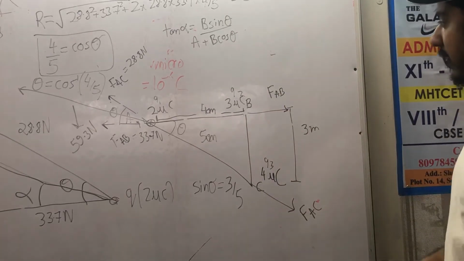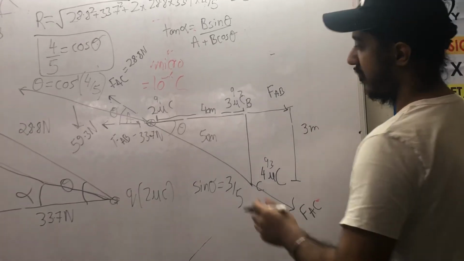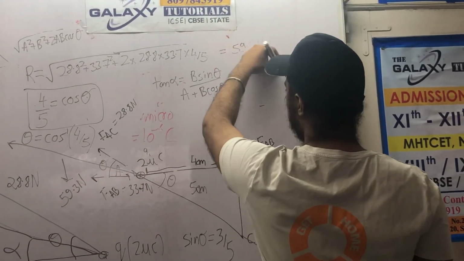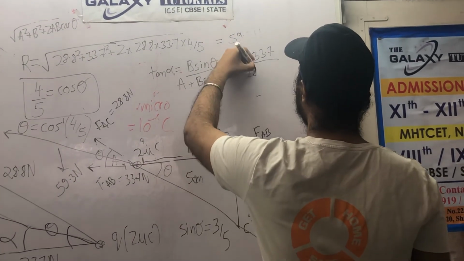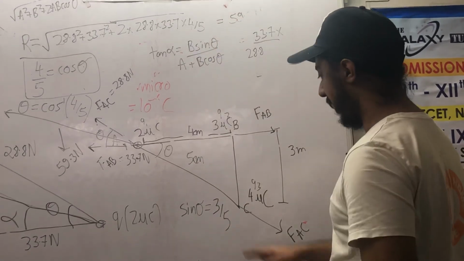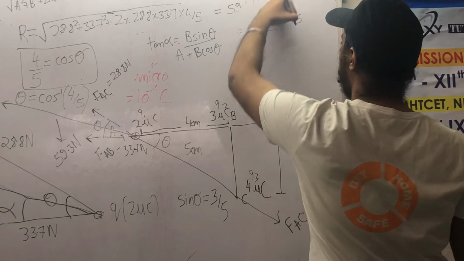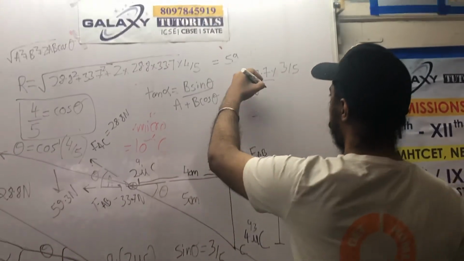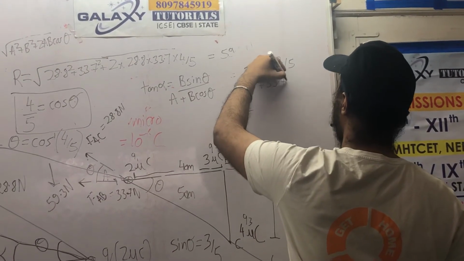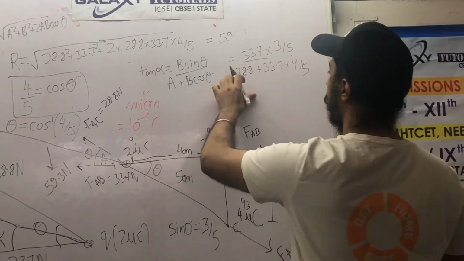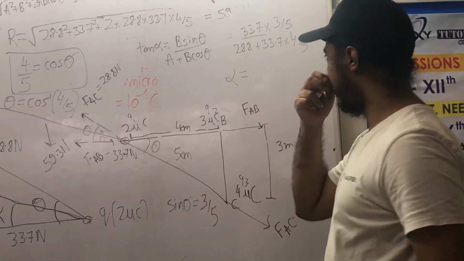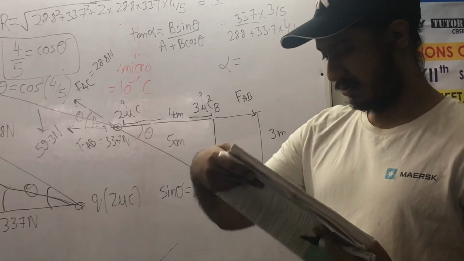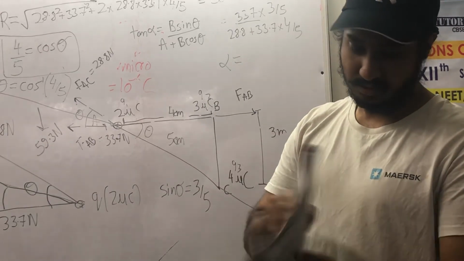Upon substitution of values, what was the value of B? 33.7. A was 28.8, sorry, I forgot. So 33.7 into sin theta, 3 by 5, upon 28.8 plus 33.7 into 4 by 5. Upon solving this, you will take the tan inverse, and the alpha that comes out is 36.87.